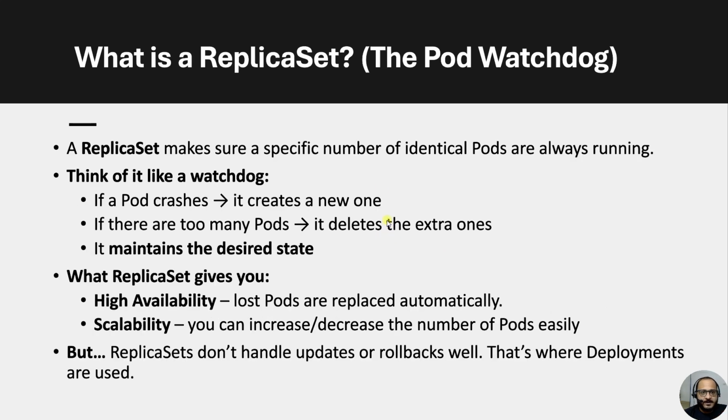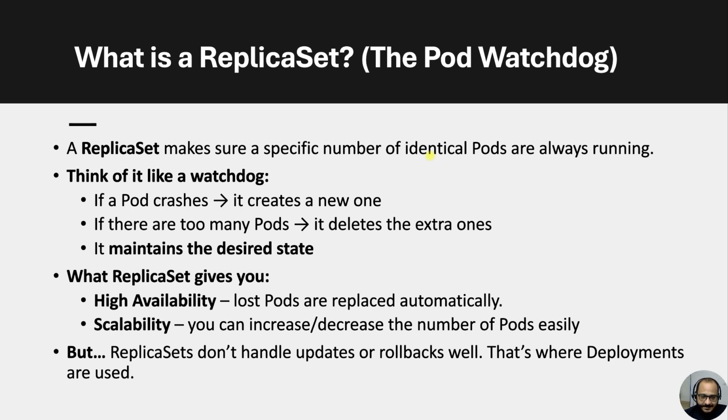Okay, so what is a replica set? We call this the pod watchdog. A replica set makes sure a specific number of identical pods are always running. You have to note one word here, which is identical. Replica sets are generally used when we have to create identical pods. Suppose I want 3 instances of my application pod always up and running. That is the job of a replica set.